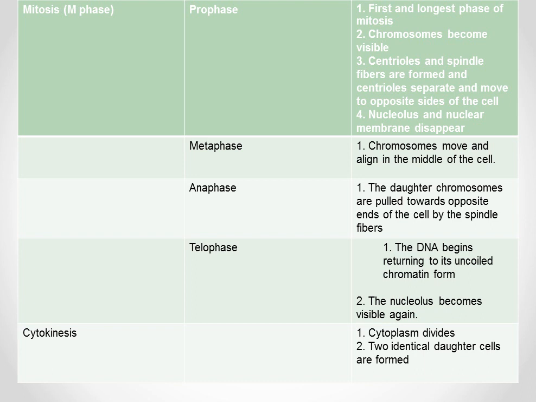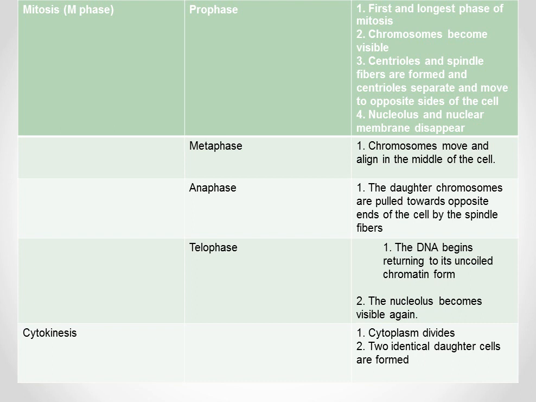Alright, so just like we said before, we're going to go ahead and copy down the mitosis or the M phase. So we've got 4 phases: prophase, metaphase, anaphase, telophase. Prophase is the very first, and it's the longest phase of mitosis. This is where you can actually physically see the chromosomes. They're starting to be visible. Now, the centrioles and the spindle fibers are going to start forming, and the centrioles are going to start separating and moving to the opposite sides of the cell. Now, the last step is where the nucleolus and nuclear membrane disappear. It's going to be vanished.